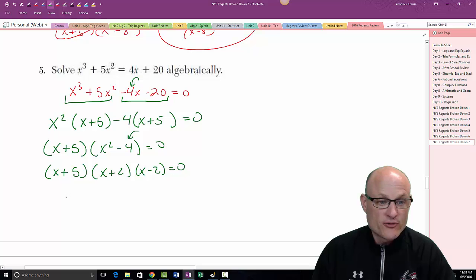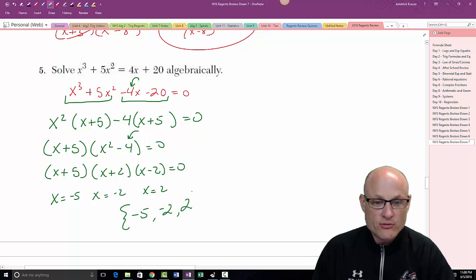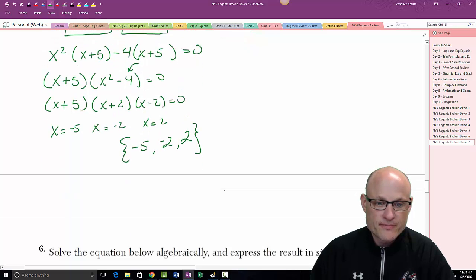But this is a solve, so I need answers. x equals negative 5, x equals negative 2, x equals positive 2. Look professional. Negative 5, negative 2, 2. There you go.